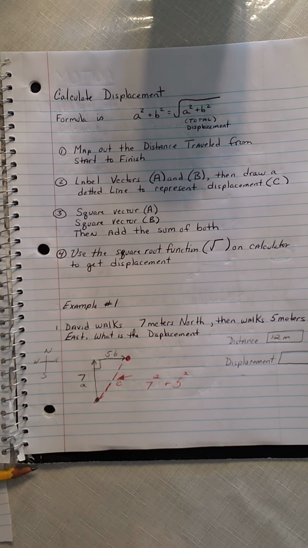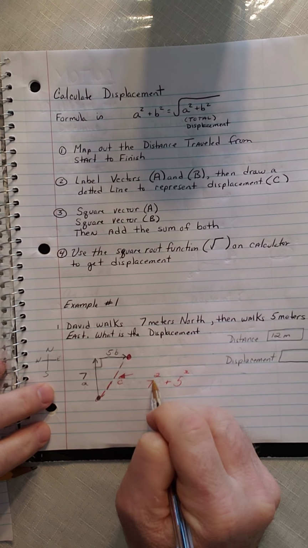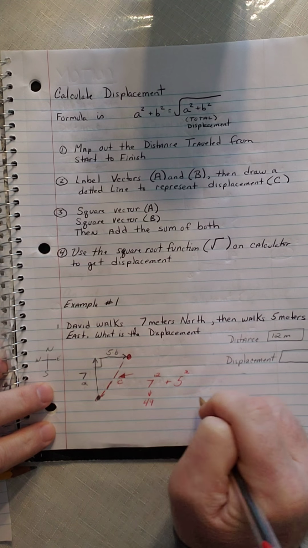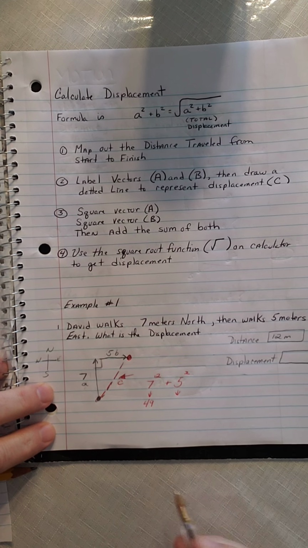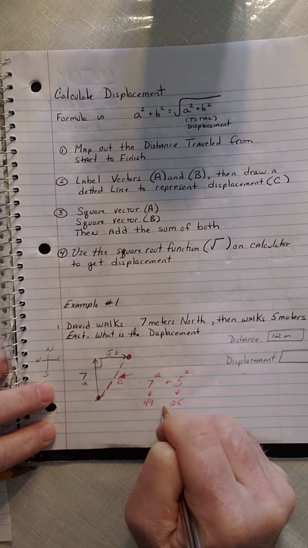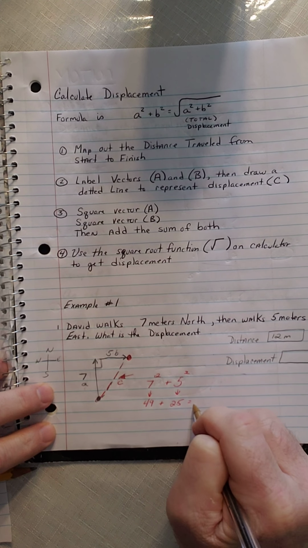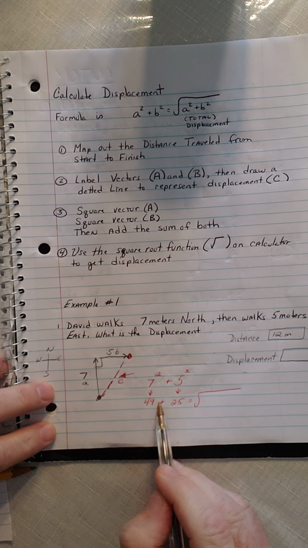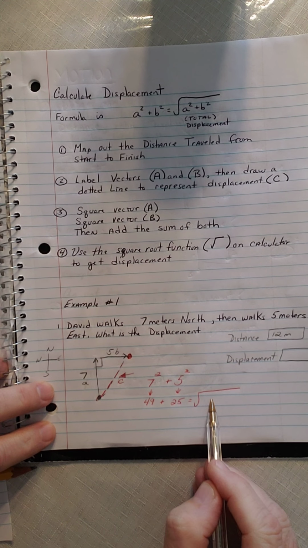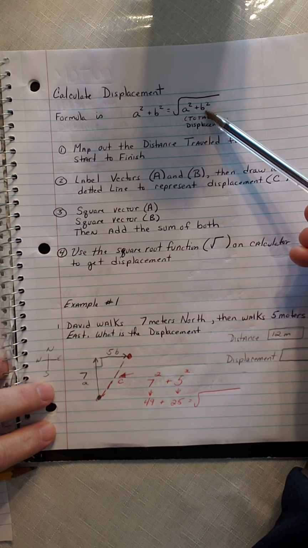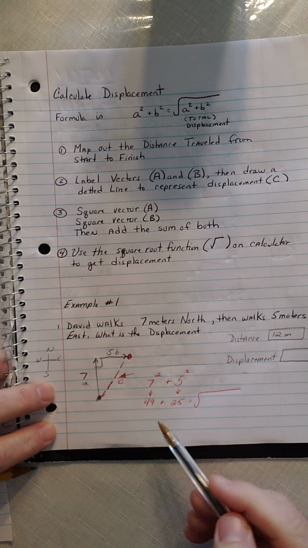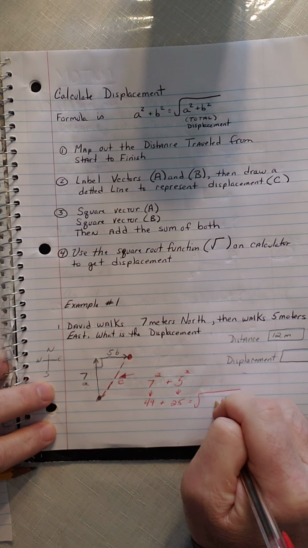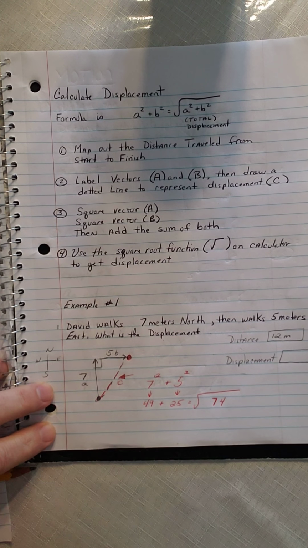All right, so we set it up. 7 squared is 49. 5 squared is 25. So we're going to add that. And remember, I'm going to put the total of A squared plus B squared inside the square root, just like I did up here. 49 plus 25 is 74.